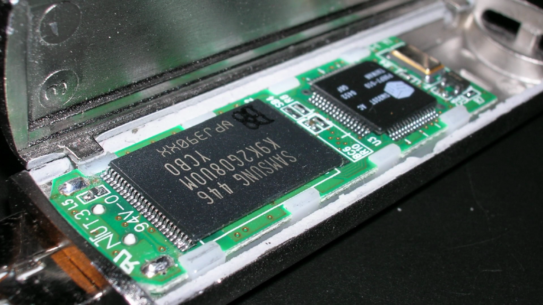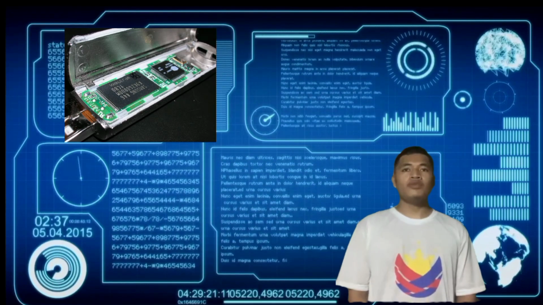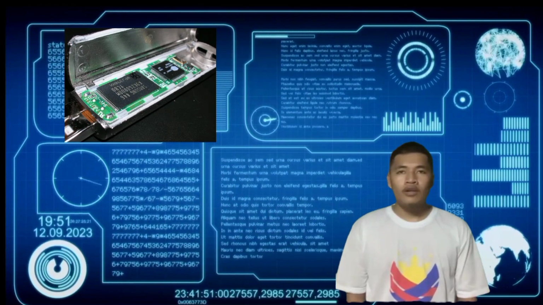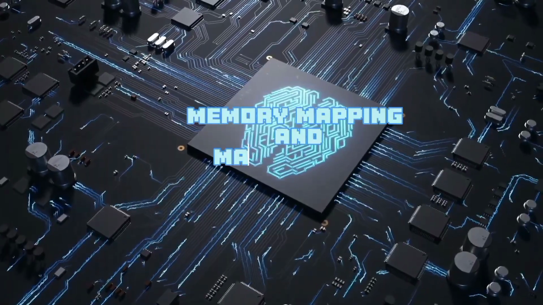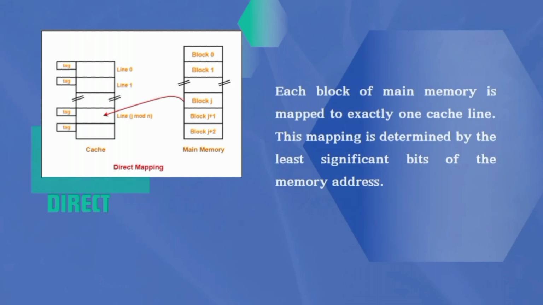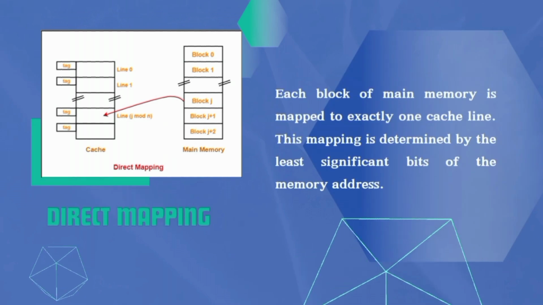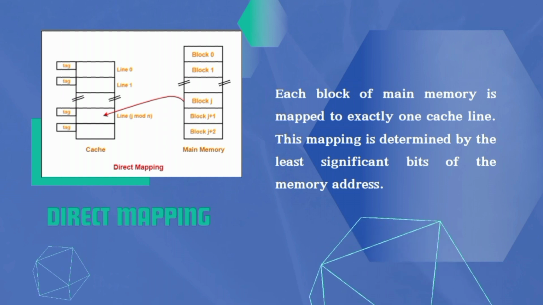Flash memory, of course, is non-volatile memory used for storage in devices like USB drives, SSDs, and so on and so forth. Memory mapping and management has a lot of techniques, which include direct mapping. Each block of main memory is mapped to exactly one cache line. This mapping is determined by the least significant bits of the memory address.